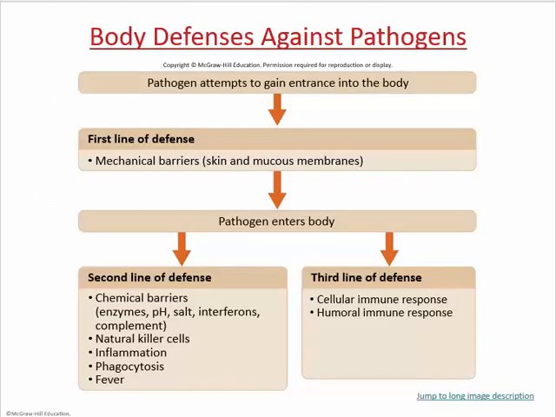So if we look at this, the first line of defense, keep the buggers out, build the wall. Then second line of defense are phagocytes and natural killer cells, inflammation, fever, and interferon and complement. The third line of defense is the specifics, cellular immune response and the humoral immune response. So we'll talk about each of those separately.